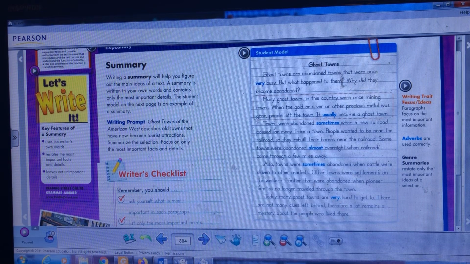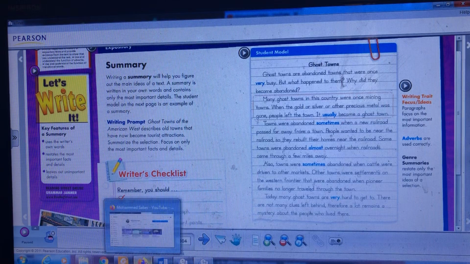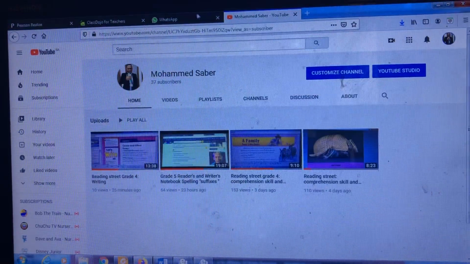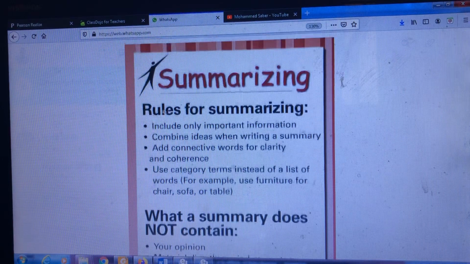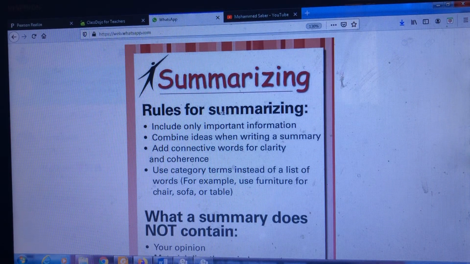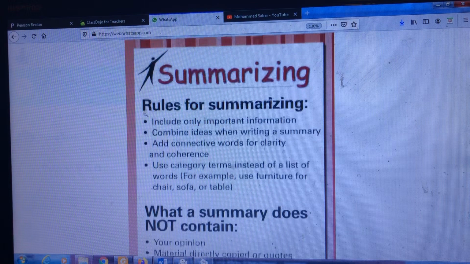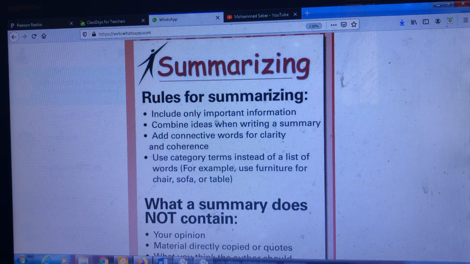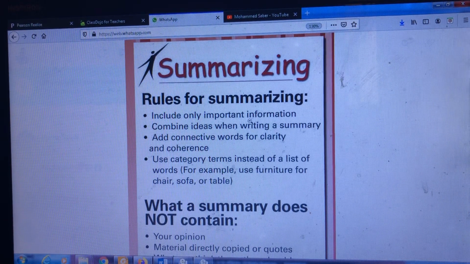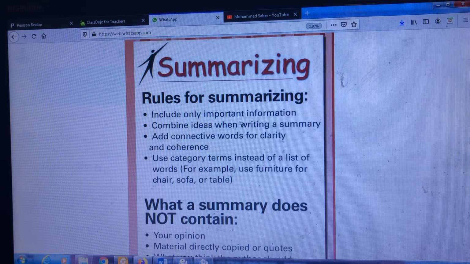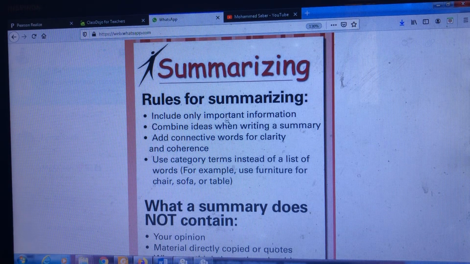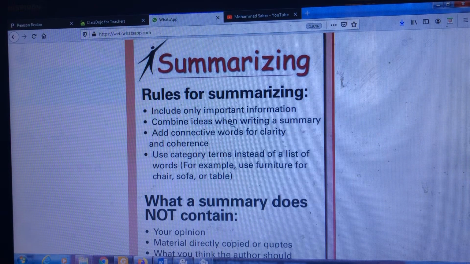Okay? And to know more, just look here with me. This is summarizing, and these are the rules for how to summarize a story. Rules for summarizing: include only important information. Take care, this is the first step. This is the first step to write a summary for a story. To write a summary for a story, you have to include only the important information.